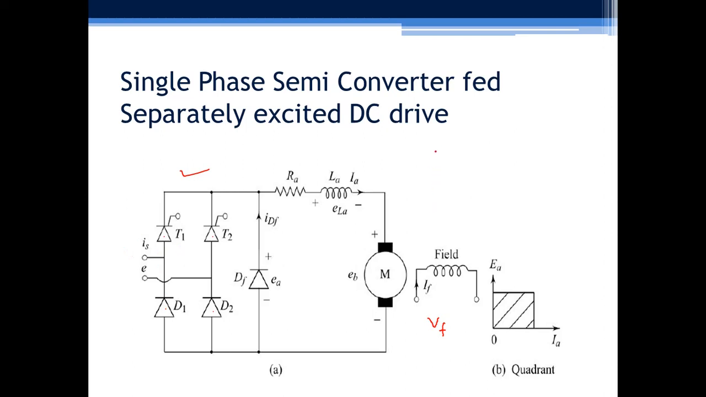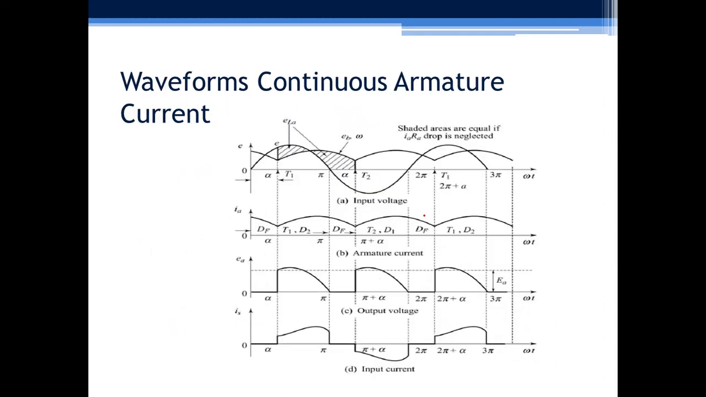When input is positive, T1 and D2 are forward biased. When input is negative, T2 and D1 are forward biased. Now let us understand how we can get the DC voltage from AC supply, and how we can control the speed of this motor using armature control. For this method, we will be controlling the firing angle of switches T1 and T2 in positive and negative half respectively. So let us understand the operation.